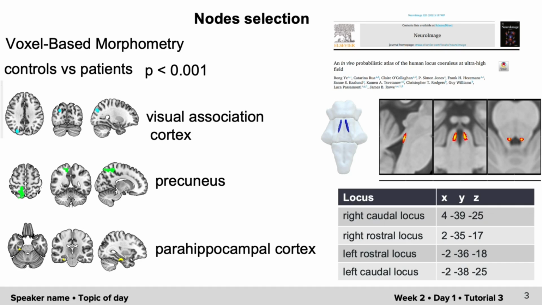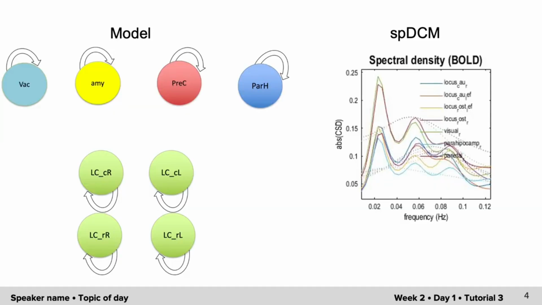In addition, we have another structure, the amygdala, because it has a connection with the locus coeruleus in many studies. The coordinates of the amygdala we obtained from Neurosynth. I have here the model with all the nodes: 4 nodes from the locus coeruleus, 3 nodes from the VBM analysis, and the amygdala from the literature, from Neurosynth. All the nodes are connected with all the areas, so it's a fully connected model.